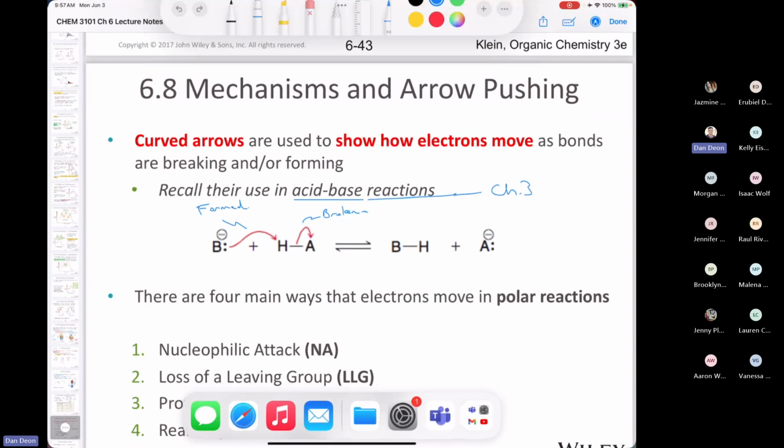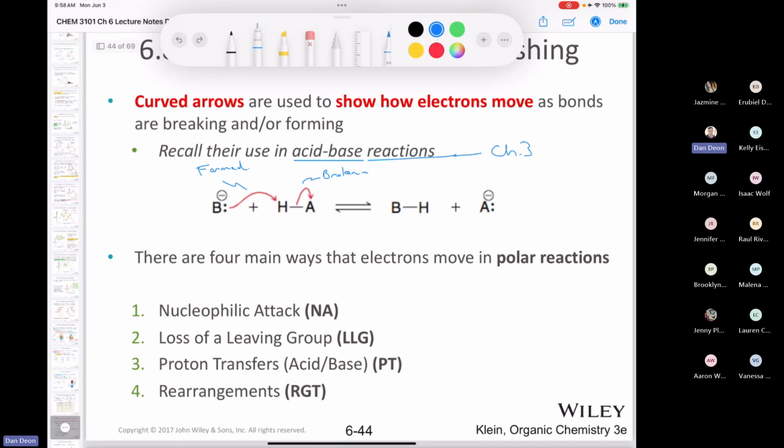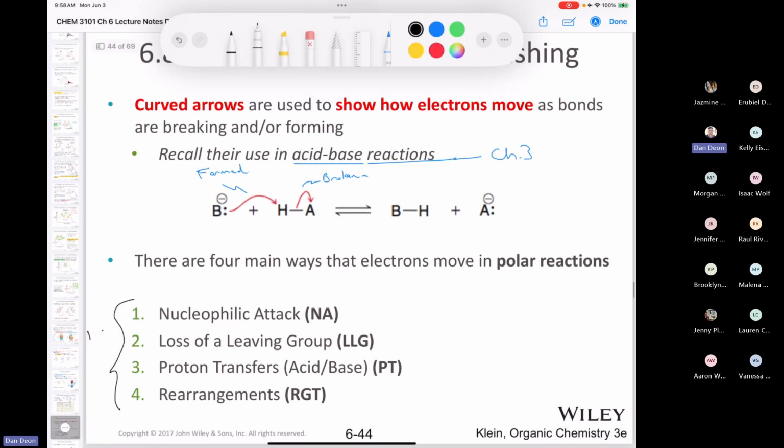Now, this is something that comes out of our textbook, okay? So I'm just going to put here, and I'm going to give the guy the credit, the author of our textbook, David Klein, D. Klein, okay? He's the one who came up with these 4 main ways of pushing arrows in ionic or polar reactions. A nucleophilic attack, a loss of leaving group, a proton transfer, and a rearrangement. These are going to come up virtually Avogadro's number of times throughout this class, okay?